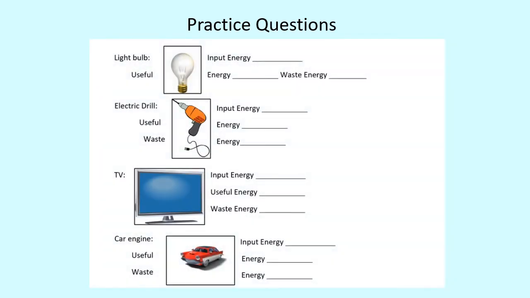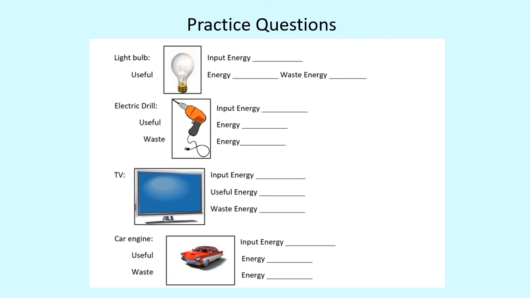Now let's do some practice questions. The first few questions are just worded questions. So you have a light bulb. What type of energy are you giving to it? Here they are not talking about stores, so don't worry about the stores here. What type of energy are you giving to it? That is all you have to say here.